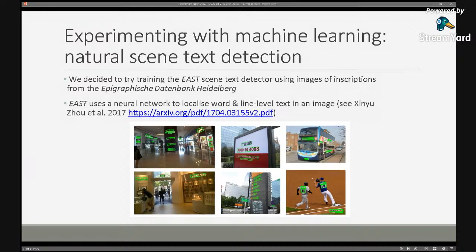Now, you can see here that we've been using one called EAST, which stands for Efficient and Accurate Scene Text Detector. And this has been trained on images from the modern world, obviously. The idea is that it looks for word and line level text in an image. And here are some examples. We've got some on a bus, we've got some on signposts and shop signs and so on. So it's looking for characters that exist in an image.